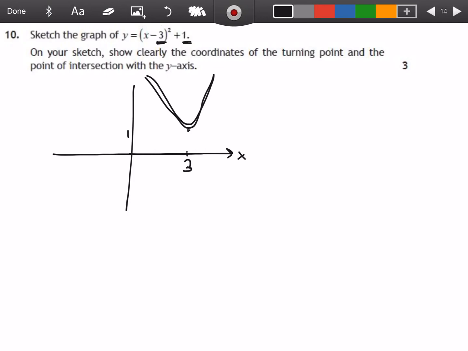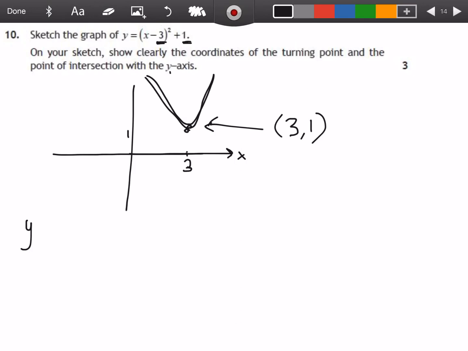It's not too bad. It says, show clearly the coordinates of the turning point. Okay, the coordinates of my turning point are 3 along and 1 up. Okay, the diagram's not too bad. Right, what else does it ask us to show? We've also to show the point of intersection with the y-axis.